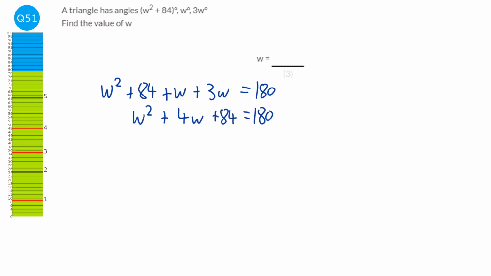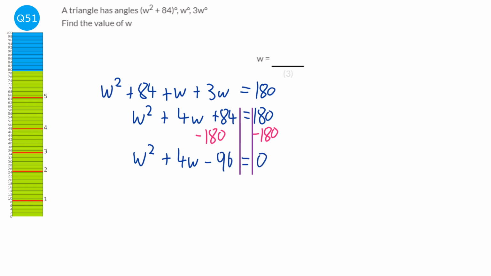Now, with quadratics, whenever we're looking to solve, we want to have it equal to 0. So what we're going to do is we're going to take away the 180 from both sides, so it equals 0. So we've got the w squared plus the 4w, but we want to take away the 180 from it, which will give us minus 96 equals 0.